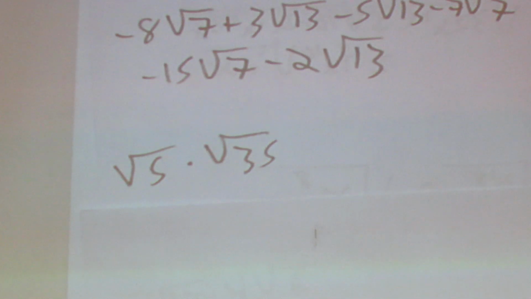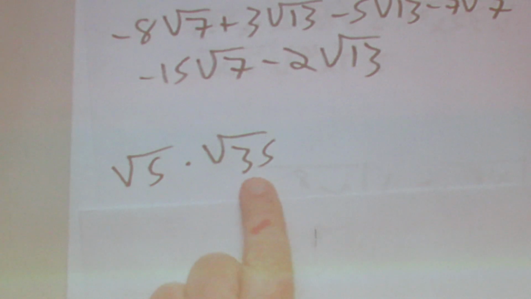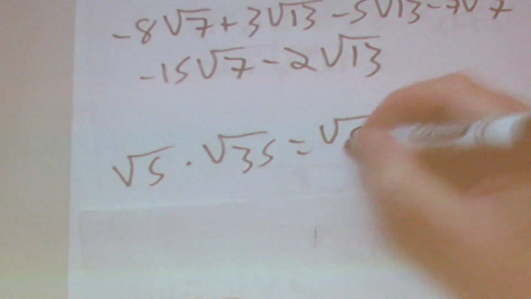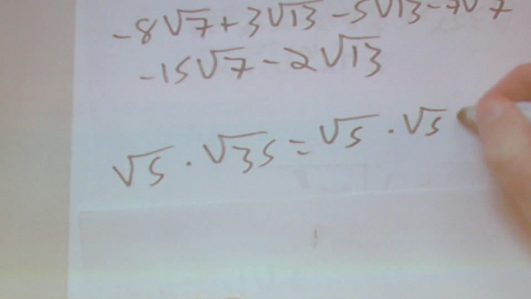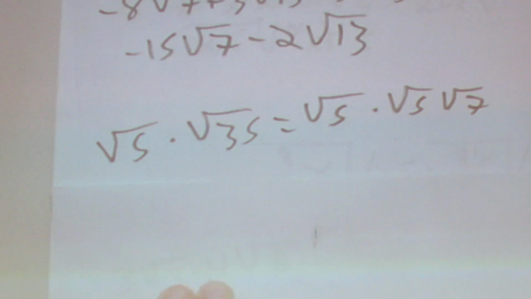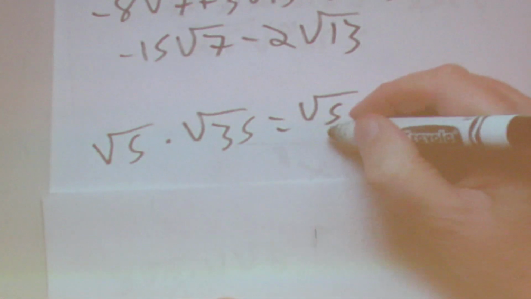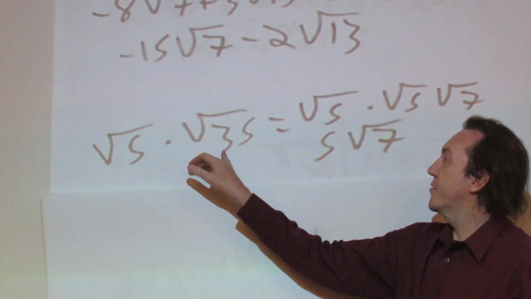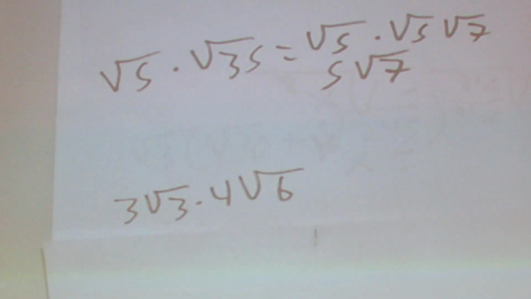Next we have something like square root of 5 times square root of 35. The easiest way to do this is we know that 5 will go into 35. So we can change this to be square root of 5 times square root of 5 times square root of 7. Square root of 5 times square root of 5 is just 5. And we're left with square root of 7. The other way to do that would be 5 times 35, and then try to figure out what the biggest perfect square that goes into that is.